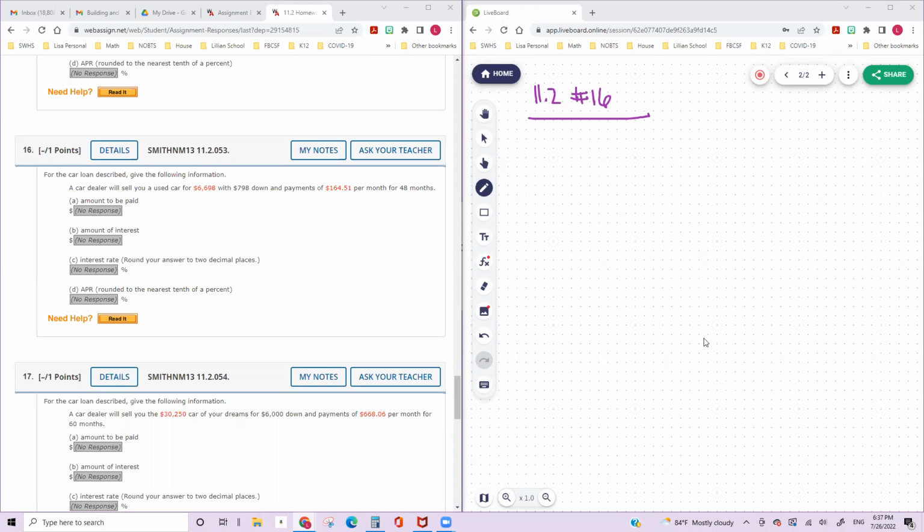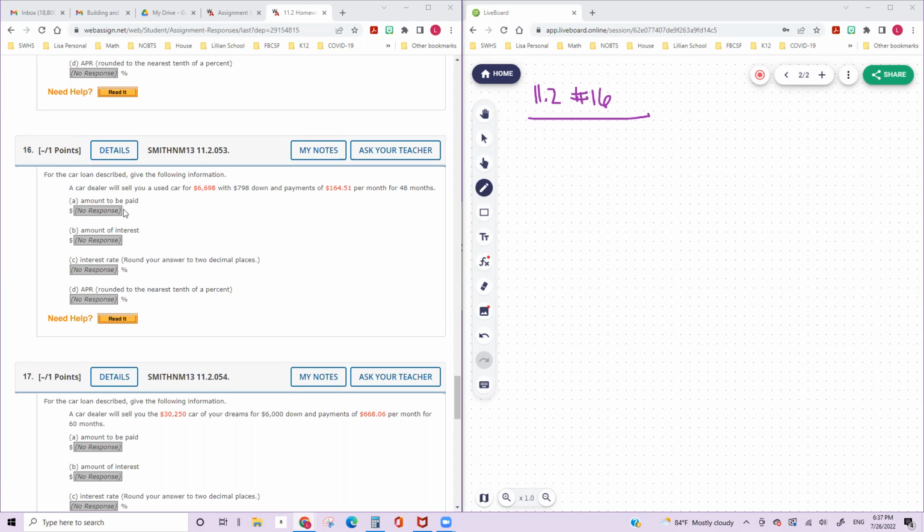Okay, the next one we're going to look at is section 11.2, number 16. You have several that are similar to this, so we're just going to work one. They give you that a car dealer will sell you a used car for $6,698. You have to pay $798 down, and then you have payments of $164.51 for 48 months. The first part asks for the amount to be paid.